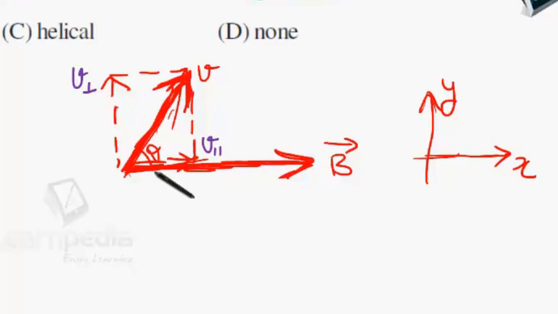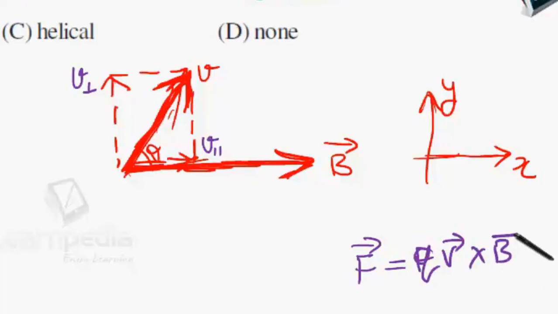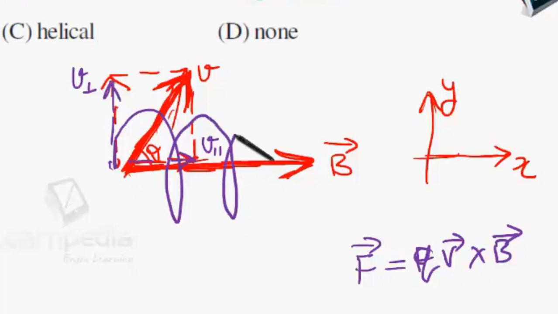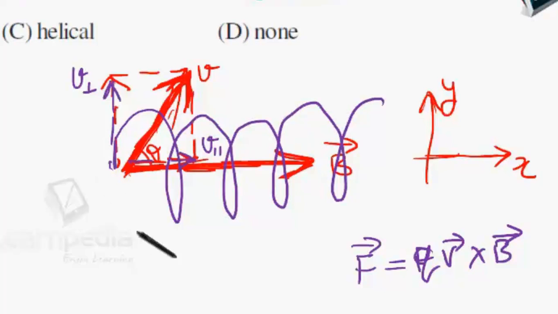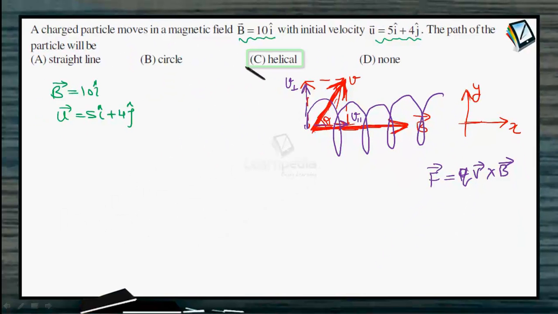The parallel component of velocity is not affected by the magnetic field, as we know the magnetic force F is q V cross B. That means if the velocity is parallel to the magnetic field, then no force will act. So the parallel component is not going to get affected by the magnetic force, and the component perpendicular to the magnetic field will force this particle to move in a circular path. But this V parallel will move the particle forward. So the resultant path of the particle will be like that. It will be moving in a circular path as well as advancing in the direction of the magnetic field because of this V parallel. So the path of the particle is going to be helical.